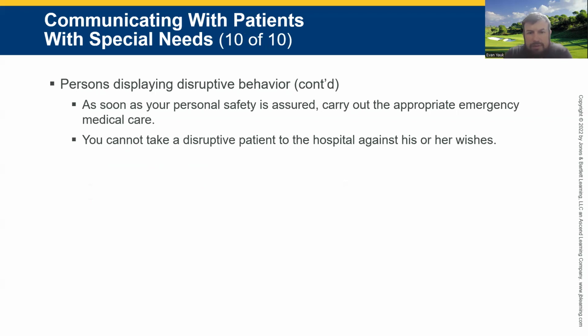As soon as your personal safety is assured, provide the appropriate emergency medical care. Sometimes family members or friends of this disruptive patient can help. So we can use these family members, these friends or whatever, to help us convince this person they need help or get them to the hospital.